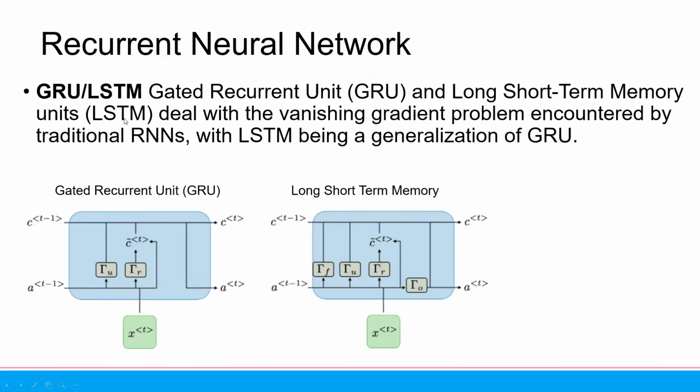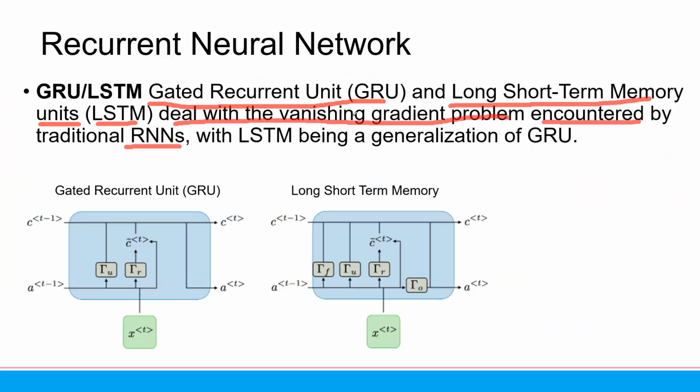There are some variants of the recurrent neural network. We call them GRU or LSTM. Maybe it is not that familiar to you, but this just gives you some introduction about the RNN. GRU means gated recurrent unit, and LSTM means long short-term memory units. The GRU and the LSTM can deal with the vanishing gradient problem encountered by the traditional RNN.